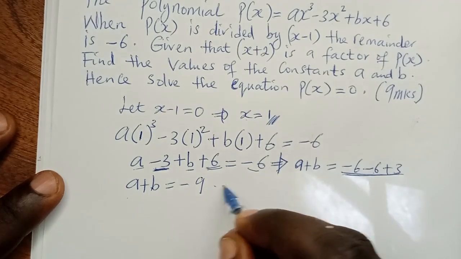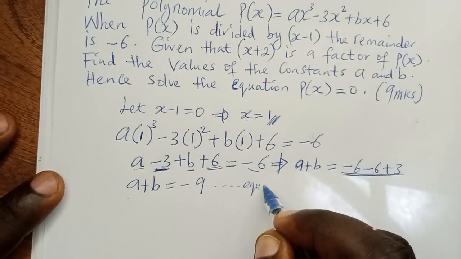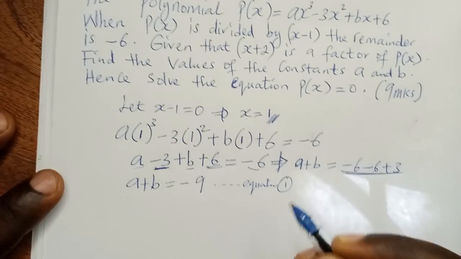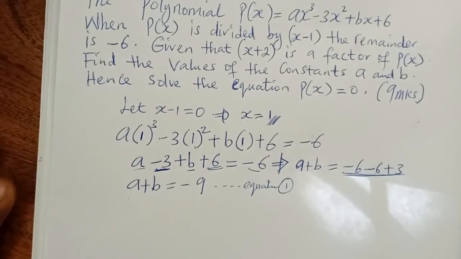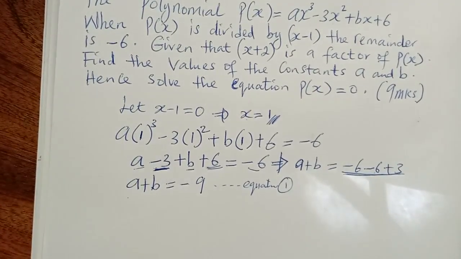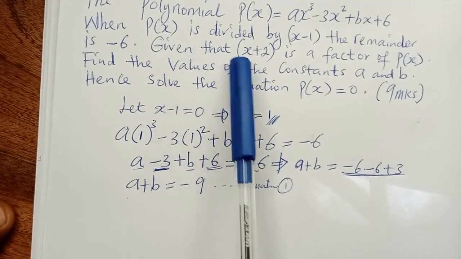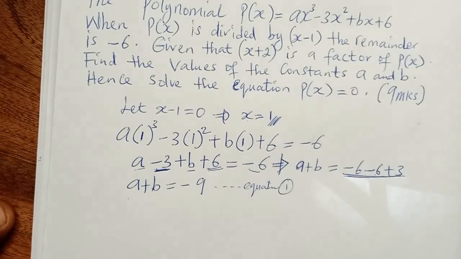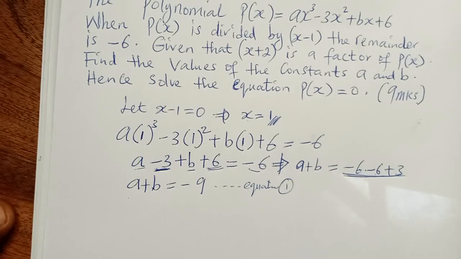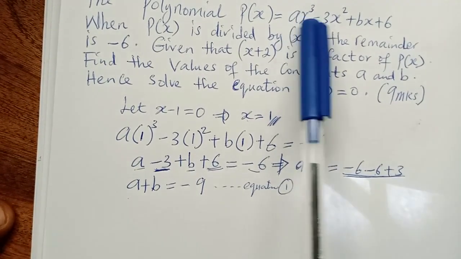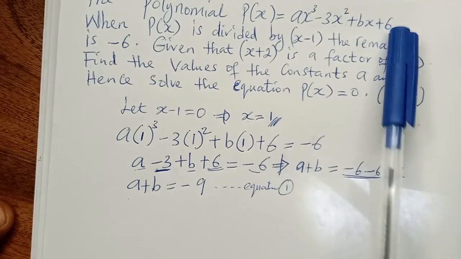So let's say this is equation 1. That's the first expression that we have gotten. Remember, there is a second expression here that states that, given that x plus 2 is a factor, we are also going to use x plus 2. We are going to say let x plus 2 be equal to 0, so that we look for x and also input the value of x inside of this expression, ax cubed minus 3x squared plus bx plus 6.